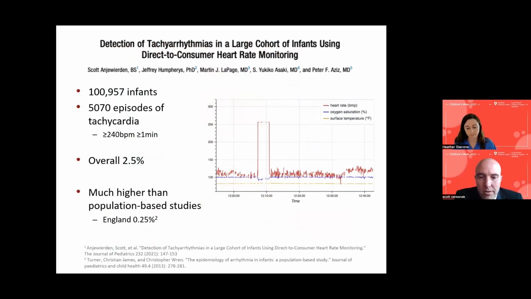So Peter Aziz, who Heather and our colleagues know, who's at Cleveland Clinic, looked at about 100,000 infants, looking at about 5,000 episodes of tachycardia, looking at a rate of over 240 for greater than a minute. And on these direct-to-consumer heart rate monitors, about 2.5% of patients seem to probably have an episode of SVT. It is interesting that this is significantly higher than other population-based studies. There's a big population-based study in England that suggests the likelihood of SVT in an infant is probably about 0.25%. So this monitor seems to pick up more.